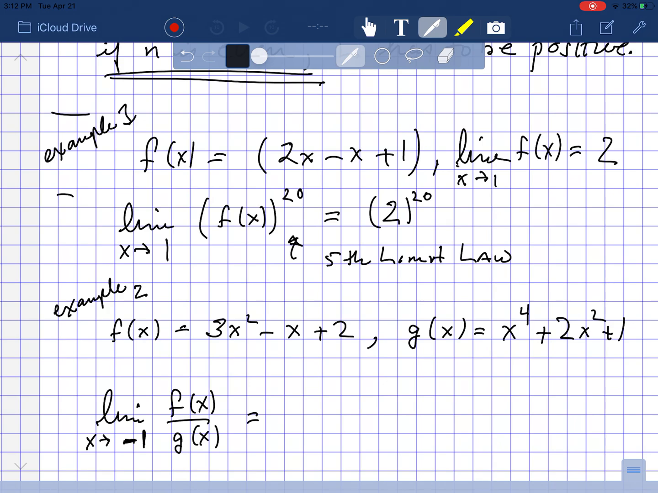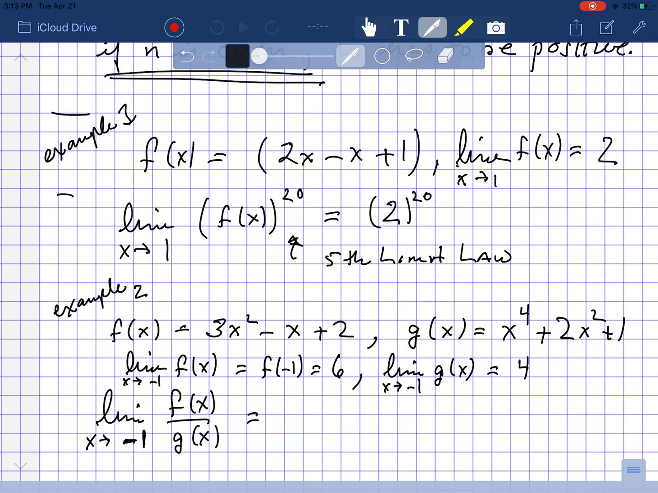But we can also apply our limit laws to derive this fact, because we know the limit as x approaches -1 of f of x is just going to equal f of -1, which is equal to 3 minus -1, that's 4, plus 2, that's going to be 6. And the limit of g of x as x approaches -1 is going to be 1 plus 2 plus 1, that's 4.